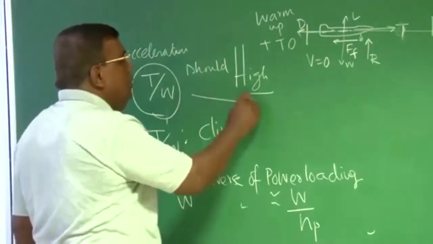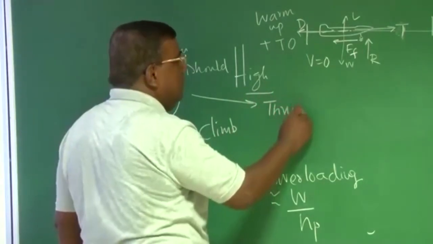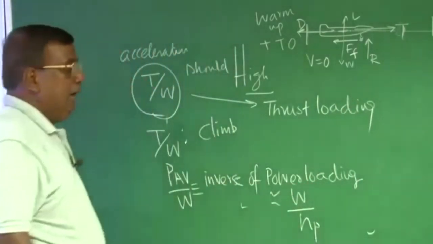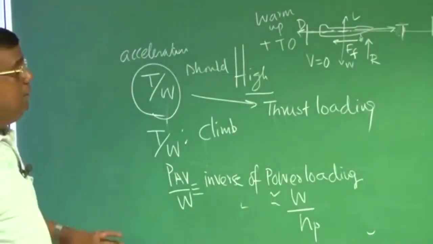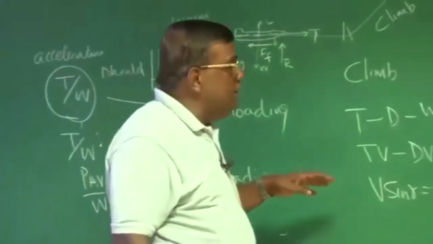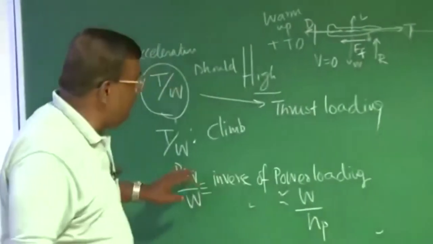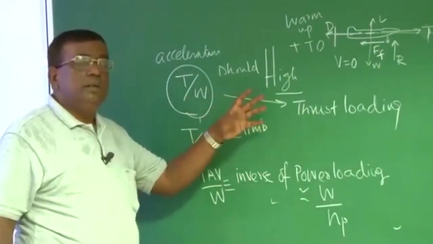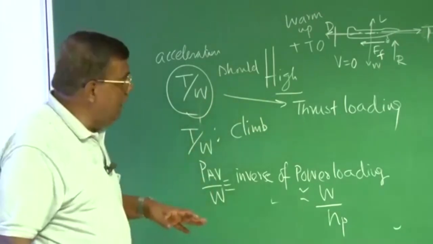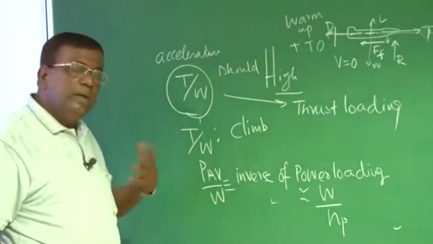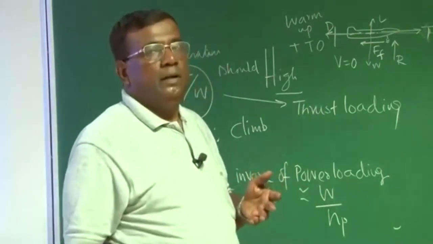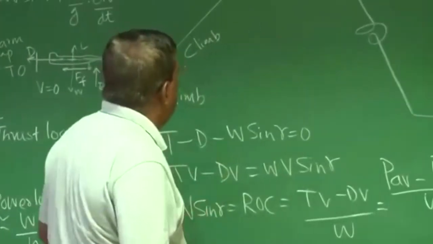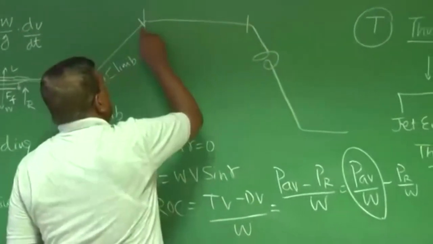So T by W was thrust loading and W by horsepower available is power loading. It is a matter of definition. So when we talk about propeller driven engines, we try to talk in terms of power loading. When we are talking about jet engines, we talk about thrust loading. But at the same time, you will see that this power loading can be interpreted through thrust loading as well. We'll discuss that. Okay, so I'm stopping this part here. Now we are coming to cruise.